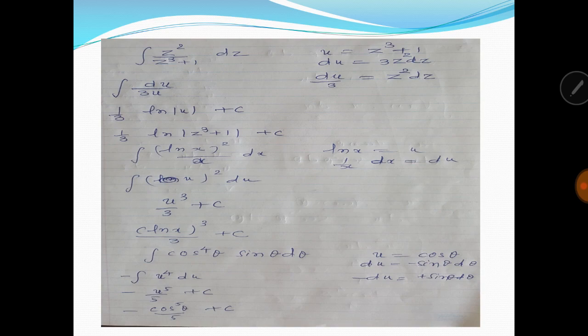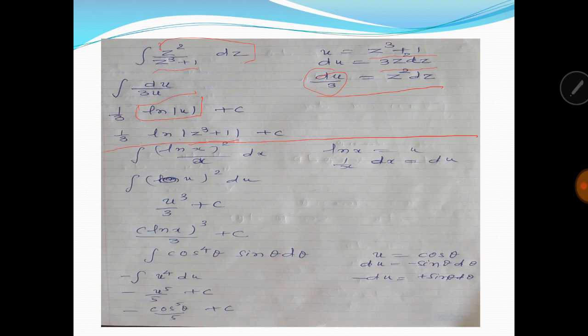This is the last slide, where you have the integration of z square dz divided by z cube plus 1. So you take u is equal to z cube plus 1. So du is equal to 3z square dz. So du divided by 3 is equal to z square dz. So you have z square dz here, that you replace by du by 3, and this you replace by u. So you got 1 upon 3u du. So 1 upon u integration is ln u, and then you replace back the u by z cube plus 1. So this is your final answer.